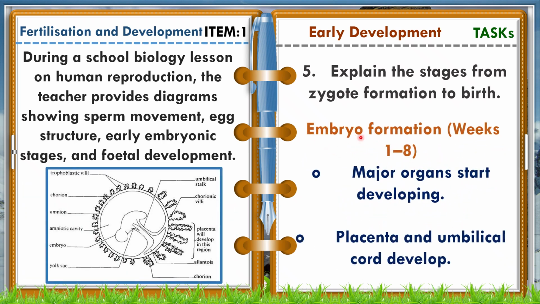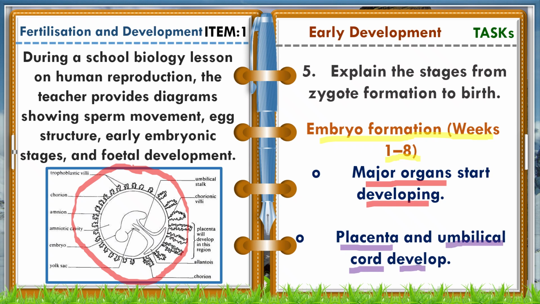Now let us look at embryo formation from week 1 to week 8. Here, the major organs start to develop. So we can see here our embryo, and we can see that many organs are starting to be formed. The placenta and the umbilical cord develop.